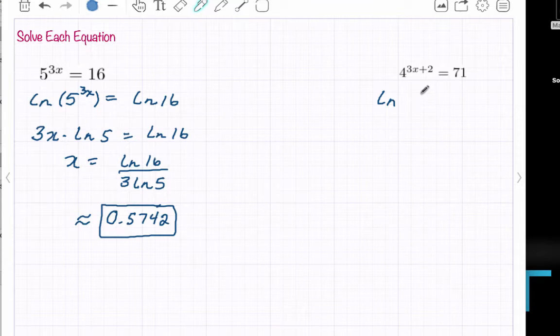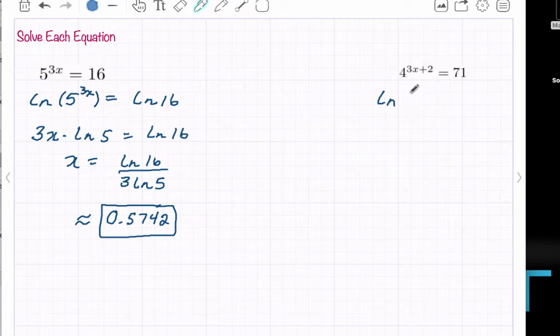If I wanted to, the other option is I could just... no, I screwed up. How do I pause? Command Shift. Okay, so I made a goof here, but we can take the natural log of both sides, or the log of both sides.